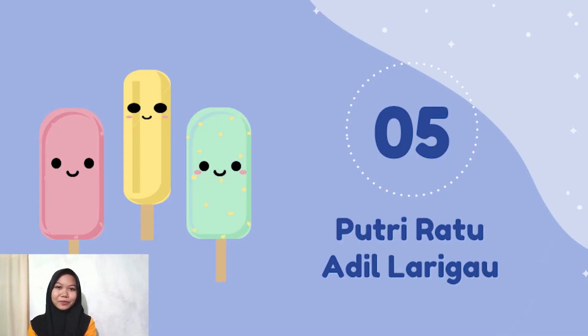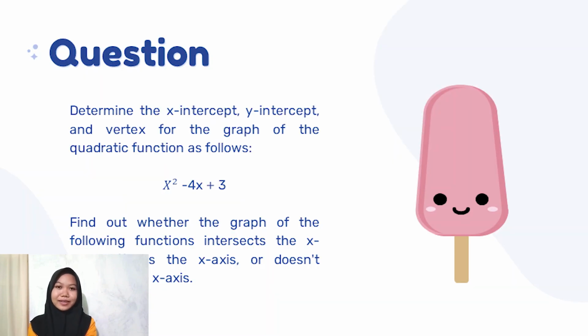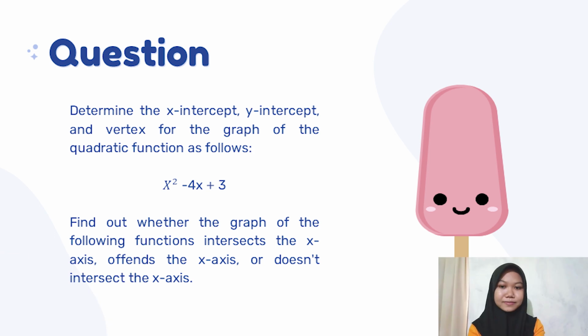Okay, the next presenter is Putri Ratu Adil Larigau. Time is yours. Hello everyone, I am Putri Ratu Adil Larigau. I want to explain about analyzing the graph of a quadratic function. Straight to the question: determine the x-intercept, y-intercept, and vertex for the graph of the quadratic function x squared minus 4x plus 3. Find out whether the graph of the following function intersects the x-axis, touches the x-axis, or does not intersect the x-axis.